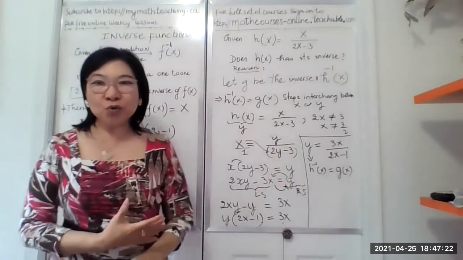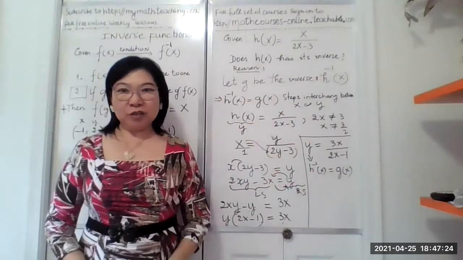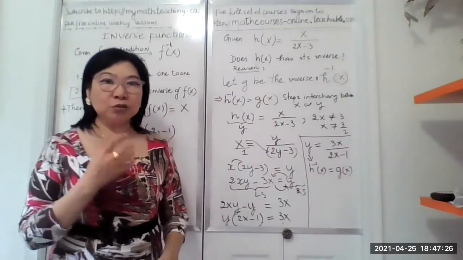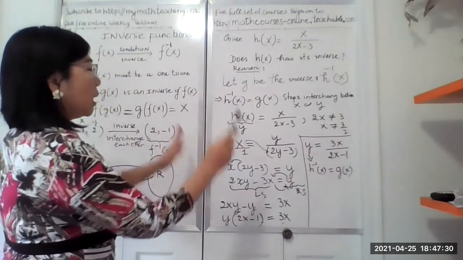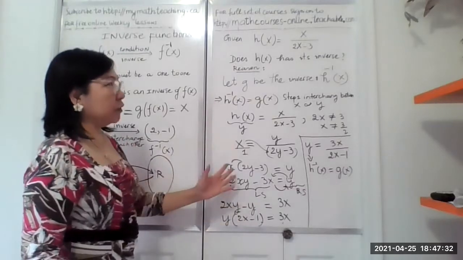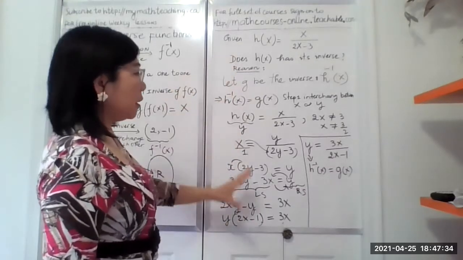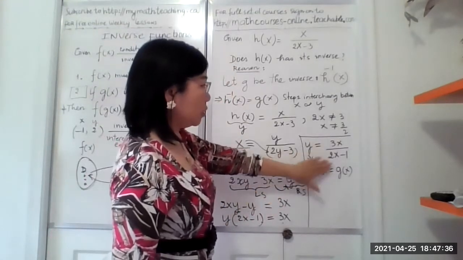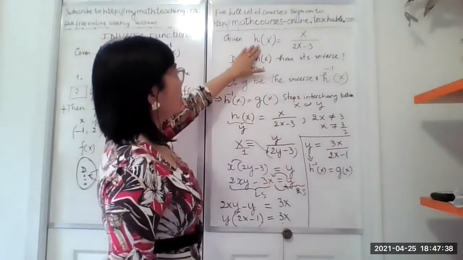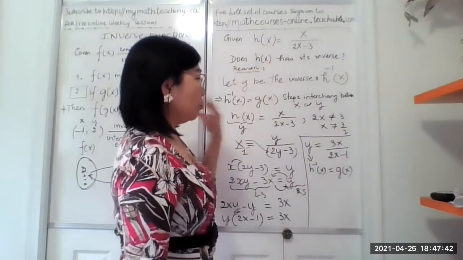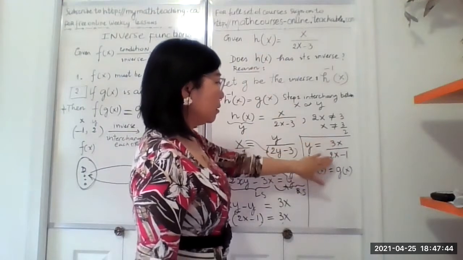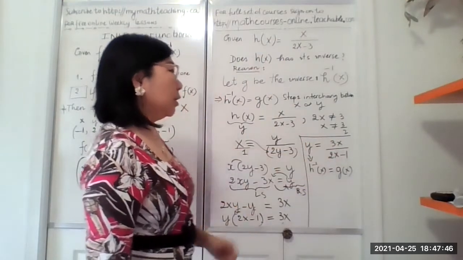So I just showed you how to find the inverse function. Now I'm going to do the next step, now that we already have an inverse function. Let's name this inverse function g of x. So now we have h of x equal to x divided by 2x minus 3, and g of x is 3x divided by 2x minus 1.